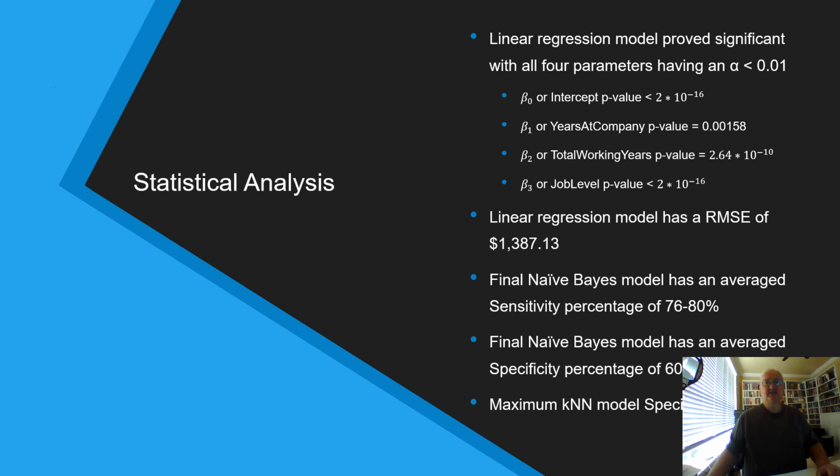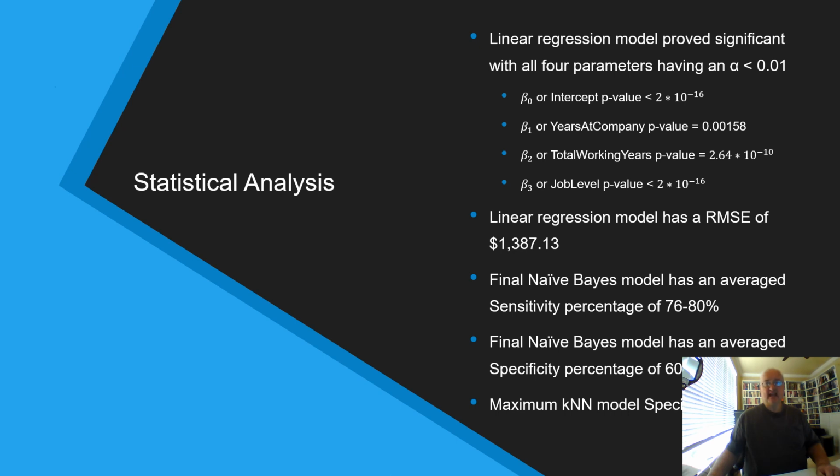Statistical analysis, the 3 parameters and the intercept value all had very, very low p-values. The highest of anything was the years at company, and it was 0.00158. So very, very low p-values. Consequently, we had a very, very good alpha for this, very low alpha. Again, the linear regression, we have a root mean square error of 1,387.